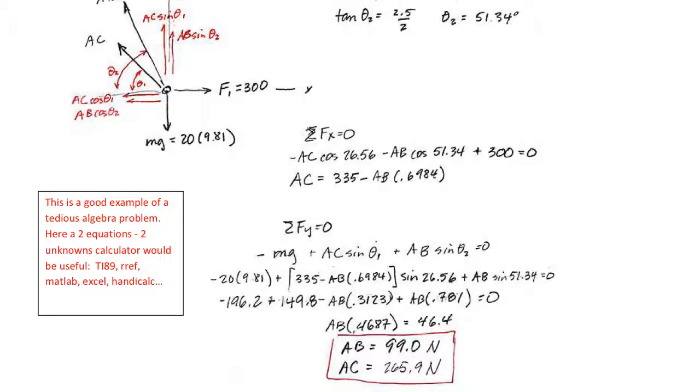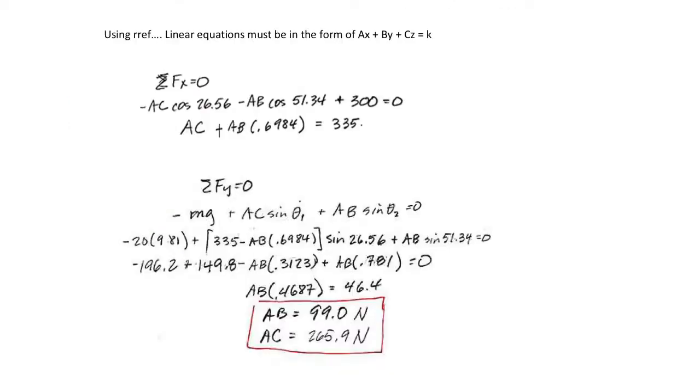And again, I'm mostly referring to the TI-83 and 84 since those are the least expensive ones. But when I use RREF, I should be able to get the tension in AB is 99, the tension in AC is 265.9. So let's go to RREF and look at that.